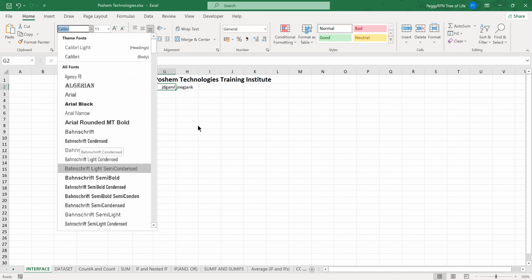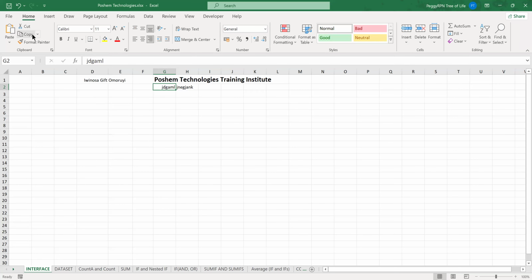Okay, there are different font types here that you can choose, depending on whatever you like. Then cut, copy, all of these things. Now on our shortcut, you can use this.